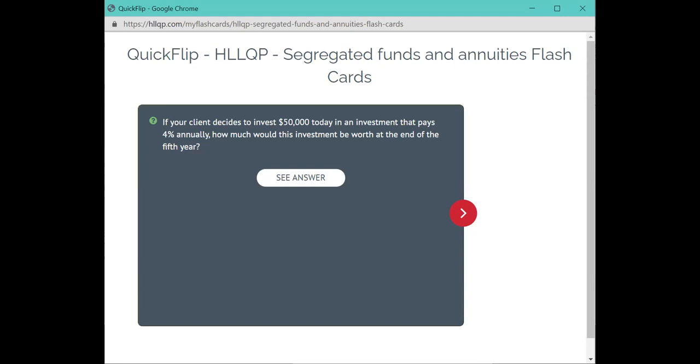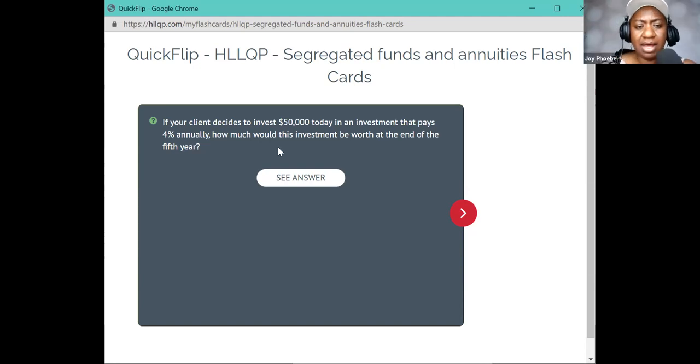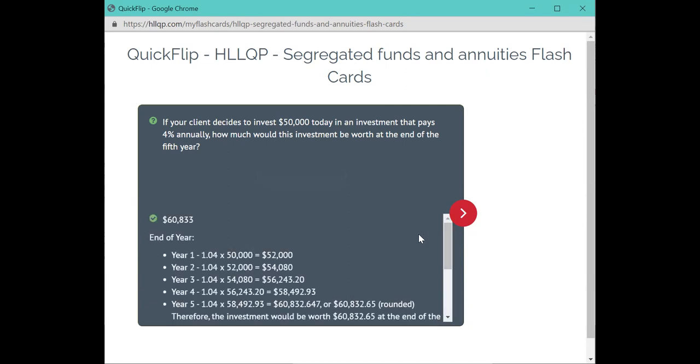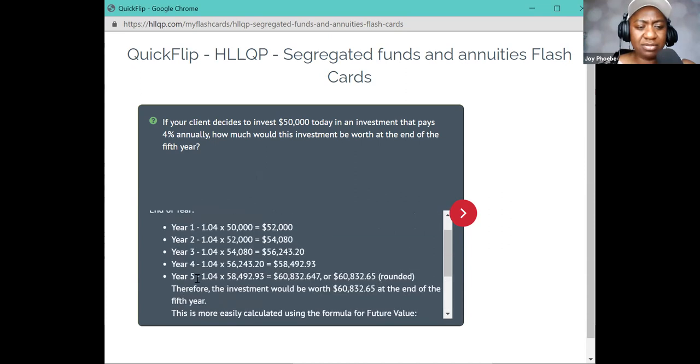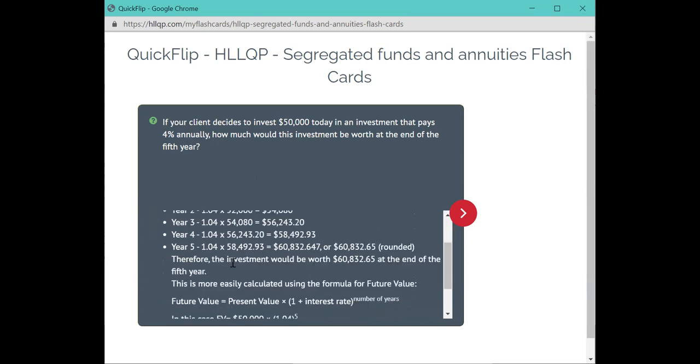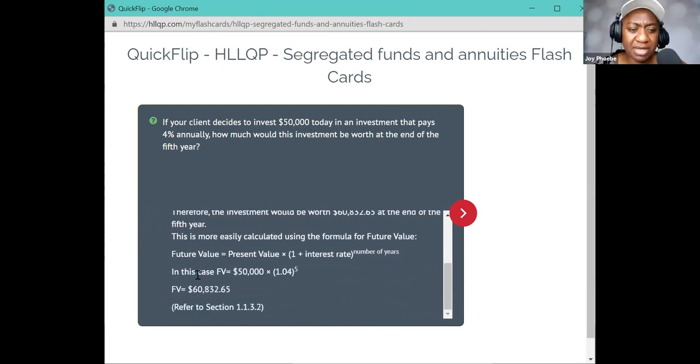No, because the future value should be more than the present value, right? Yes. Let me calculate it. My calculation didn't come out well. Yeah, because the answer is supposed to be 60,000, but they calculated year by year, but in year 5, it doesn't even have to be year by year.